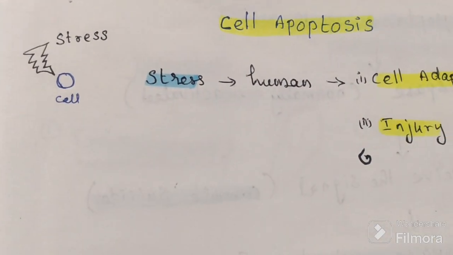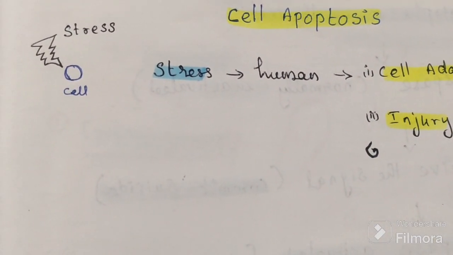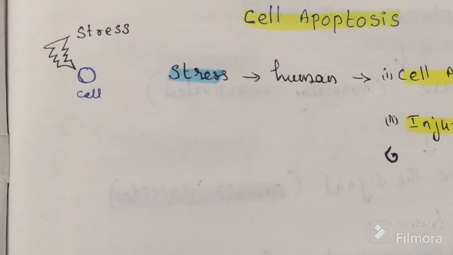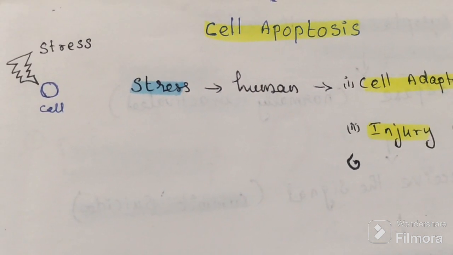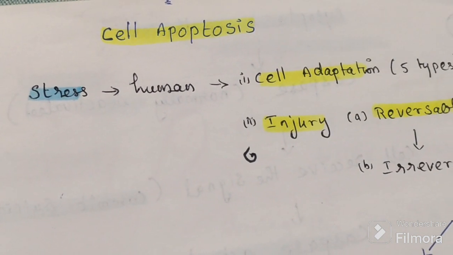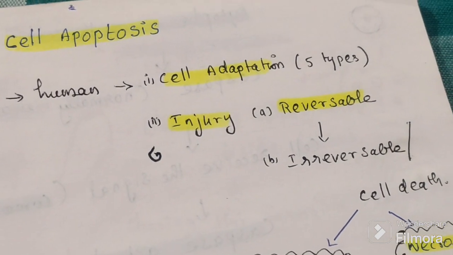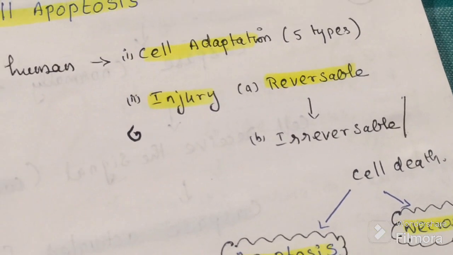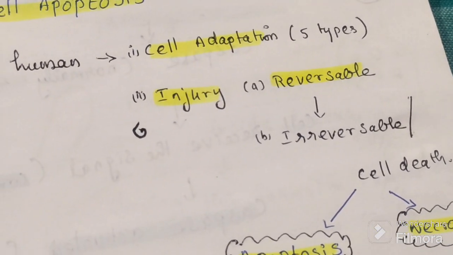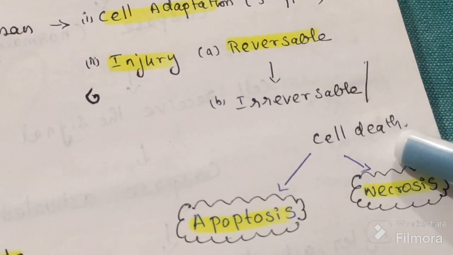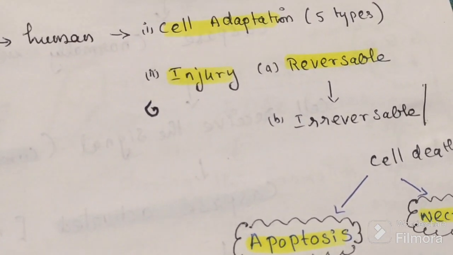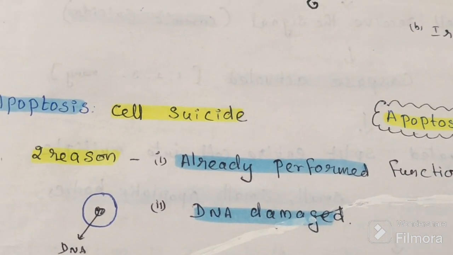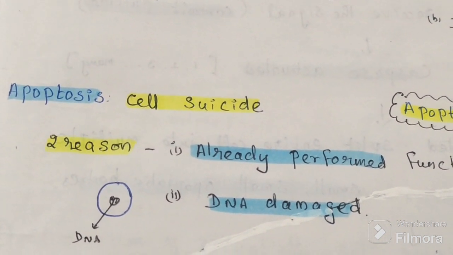This is a cell. Whenever stress comes, the human cell will first do adaptation, five different types of adaptation. Second, it will do injury. It may be reversible injury, or it may follow irreversible injury, or cell death. That irreversible injury is also called cell death. There are two types of cell death, apoptosis and necrosis. Now we'll discuss apoptosis.